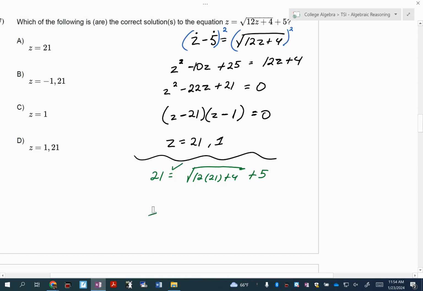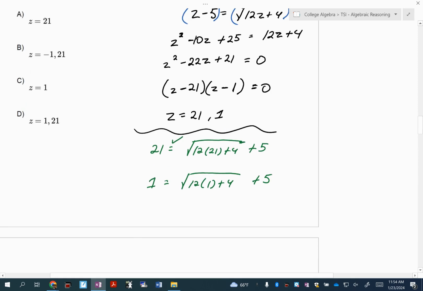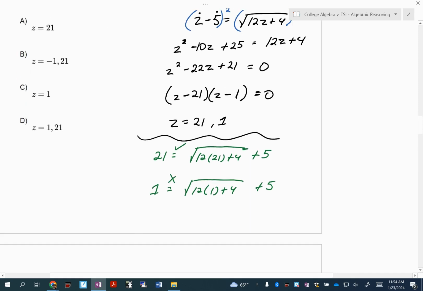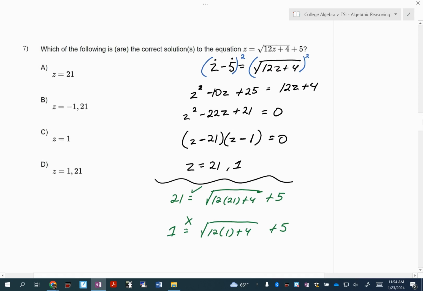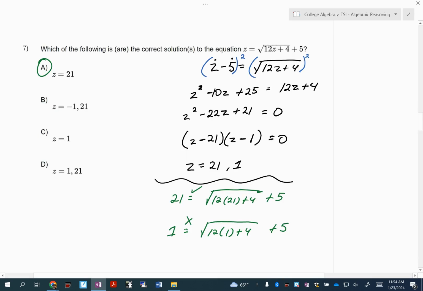But when I check the next one, plugging in 1, I get 12 times 1 plus 4 plus 5. 12 times 1 is 12. 12 plus 4 is 16. The square root of 16 is 4. 4 plus 5 is 9. That's not equal to 1. So the only answer that's going to work here is positive 21, because when I plugged in 1, I did not get a true statement. So the solution 1 that we found is called an extraneous solution.